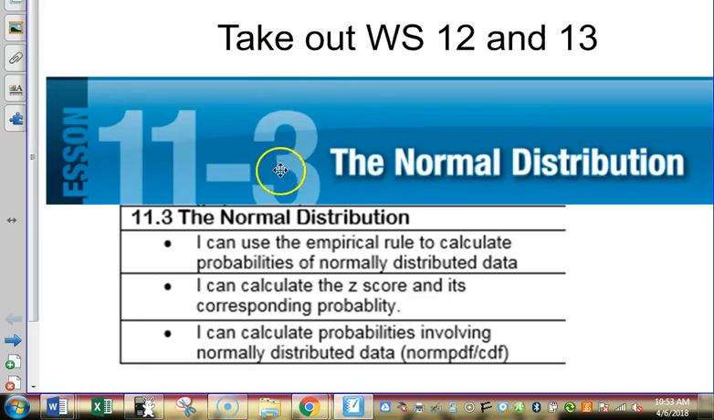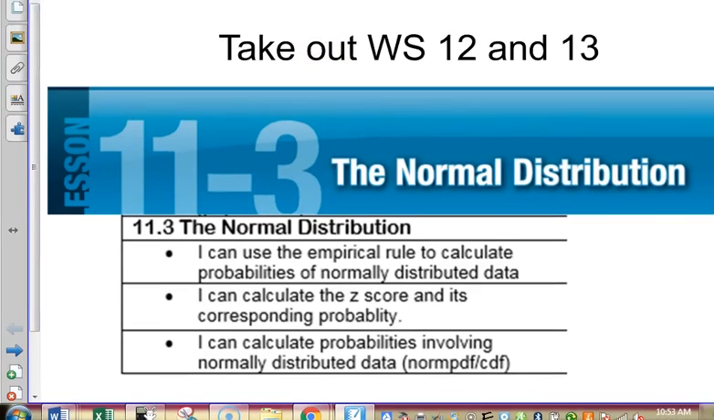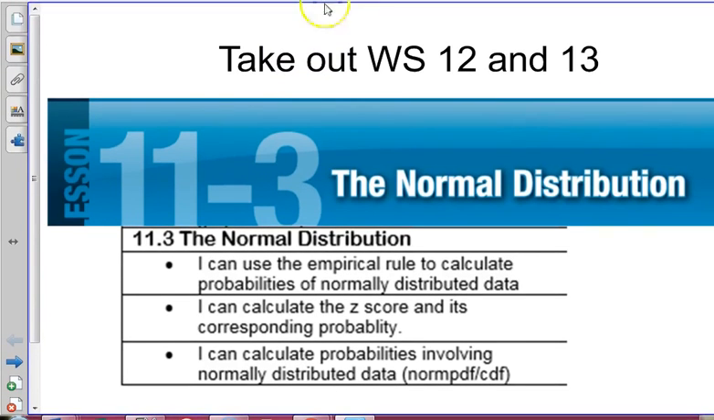Right, we briefly started talking about this yesterday, but today we're going to talk more about normally distributed data. The learning targets are to be able to use the empirical rule to estimate probabilities of normally distributed data, but also to be able to calculate those on your calculator, including ones that don't come out to a whole number of standard deviations.